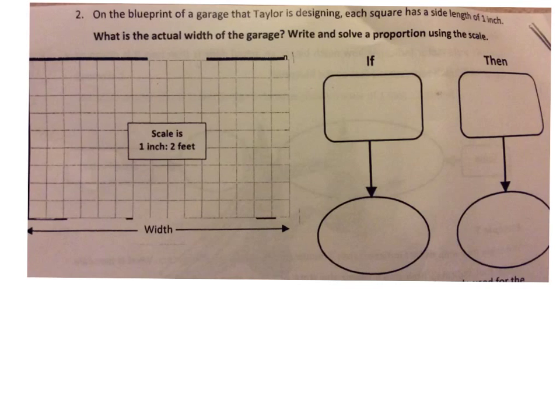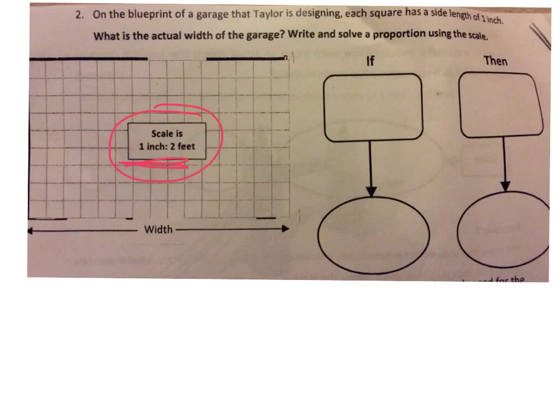Number 2 says, on the blueprint of a garage that Taylor's designing, each square has a side length of 1 inch. What's the actual width of the garage? Write and solve a proportion using this scale. So right away, a lot of times we're looking at the question, trying to find that thing to underline, but it's not always in the question. Sometimes it's in your diagram. So right there is our scale.